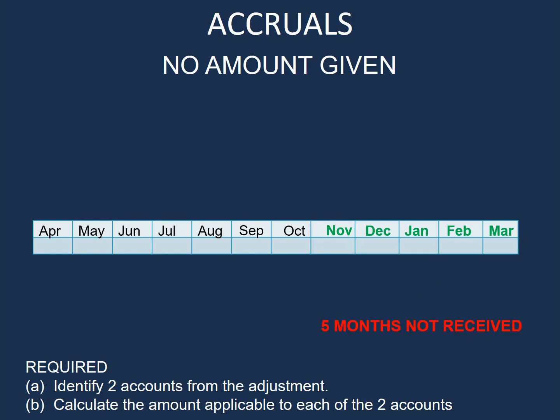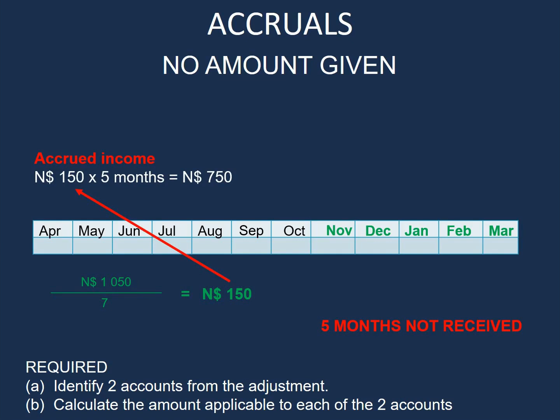Now to calculate this, we can take our amount received divided by our months received. We have received 1,050, and we have received that amount for 7 months. So our monthly receivable amount for interest on fixed deposit will be $150. So we can work out our accrued income as follows: $150 times 5, that will give us $750.